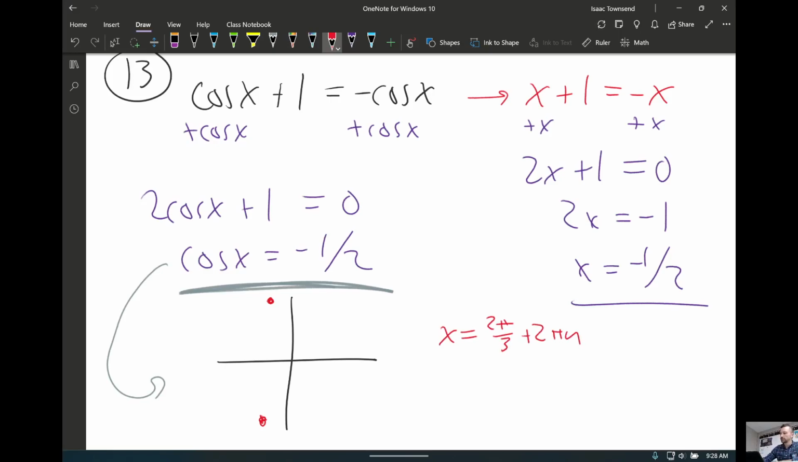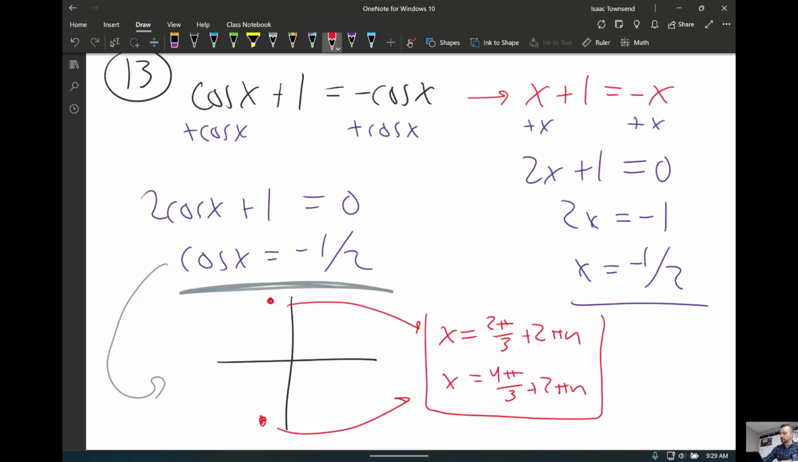plus everything coterminal to it, and give this answer plus everything coterminal to it. These are not equidistant, they're not equally spaced, so we can't combine that into a single statement. You have to have 2 statements there.